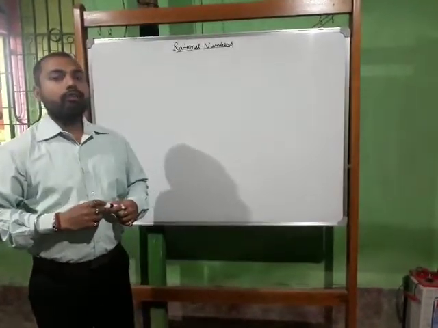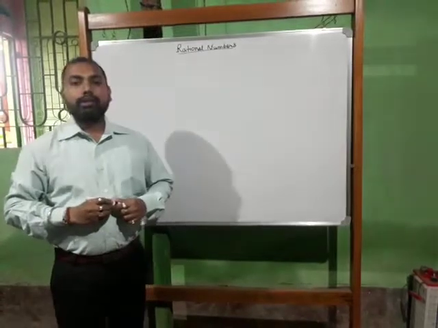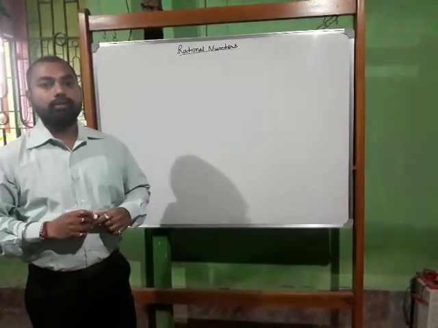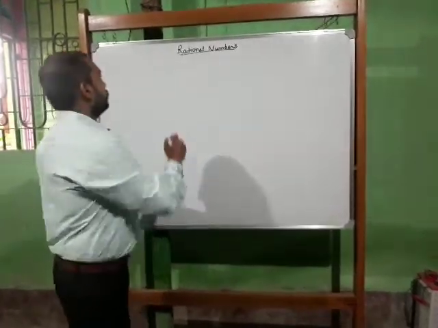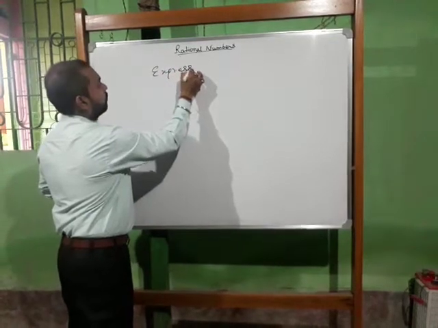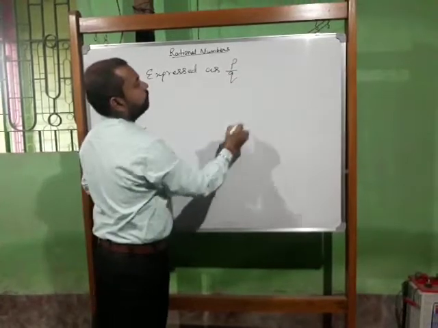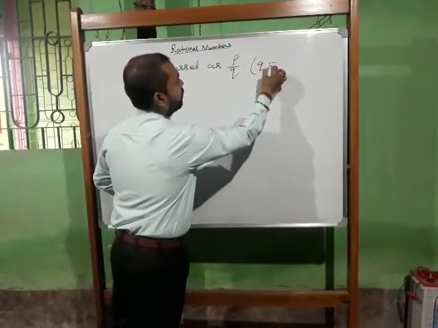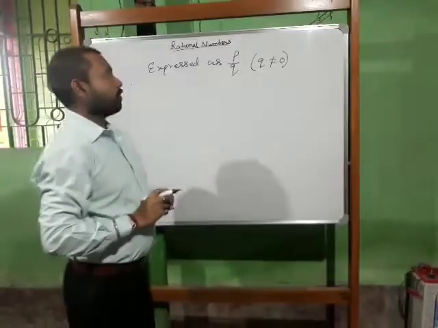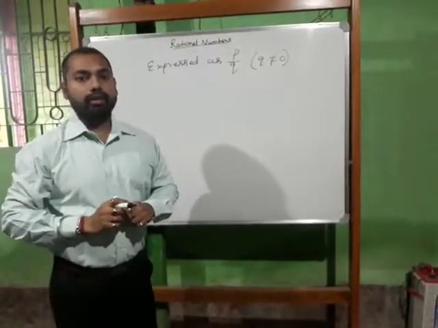So today we will start with rational numbers. I hope all of you know what natural numbers, whole numbers, and integers are. Then comes the rational number. Any number which is expressed in P by Q form, where Q is not equal to 0, is termed a rational number. Here P and Q are both integers.